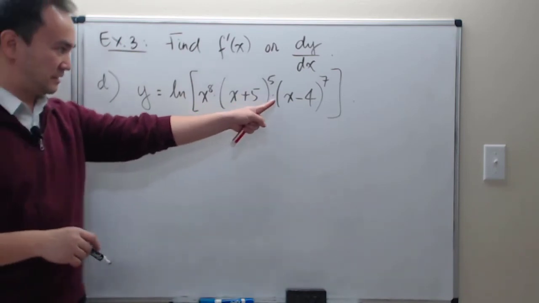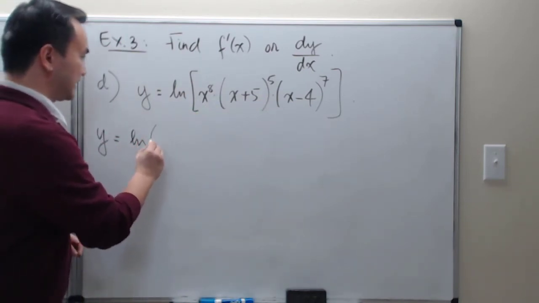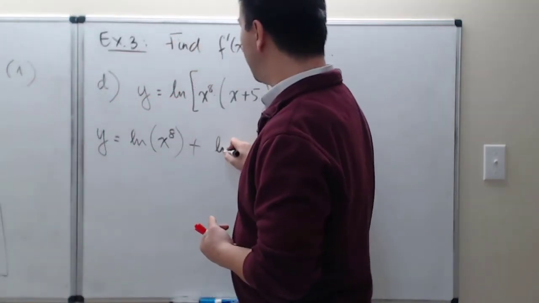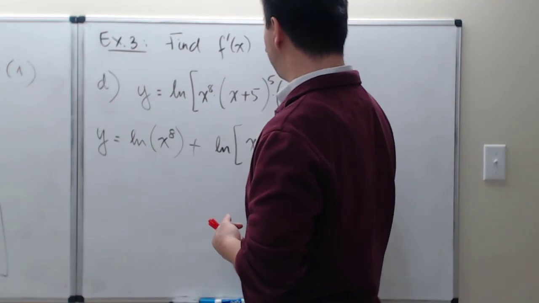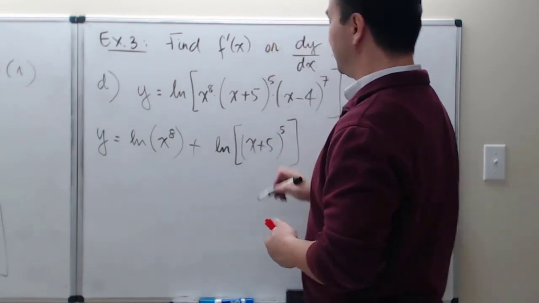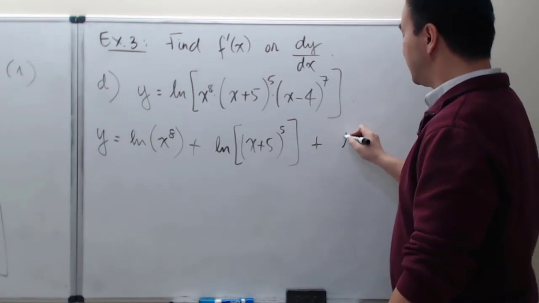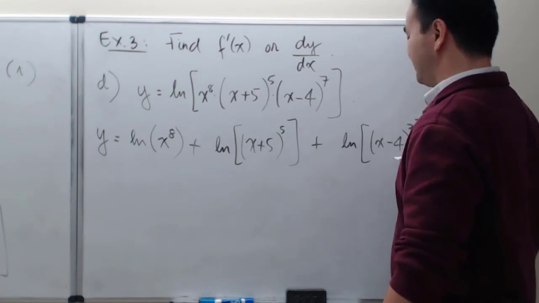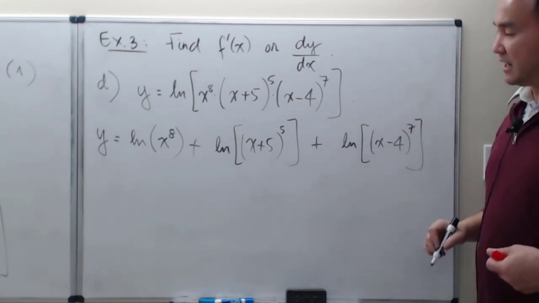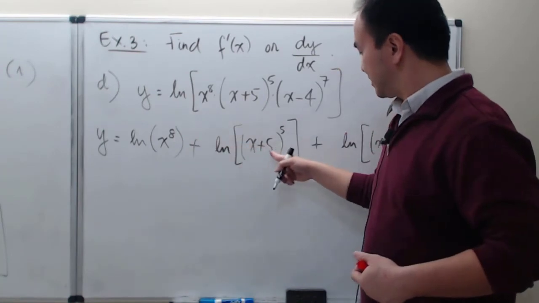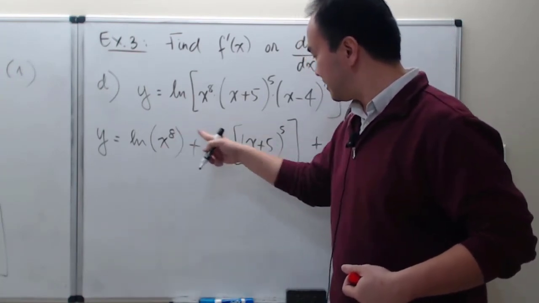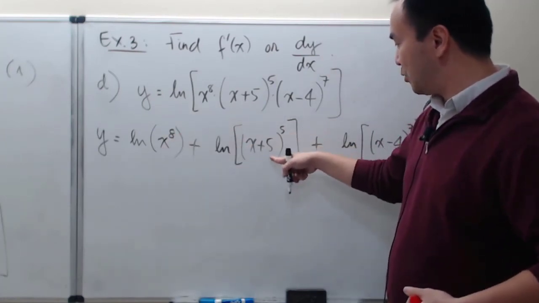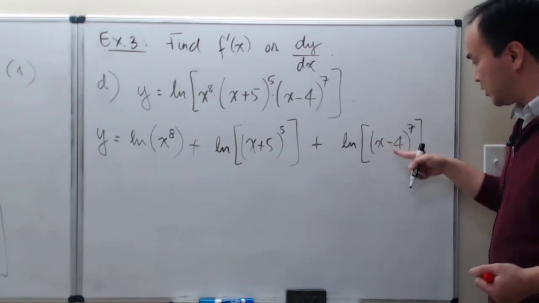So being a product, I can now go ahead and break it down as 3 separate logs. Natural log of x to the 8th plus natural log of the x plus 5 to the 5th power, okay, and the natural log of the x minus 4 to the 7th power, okay. So that's breaking it down right there, and now each of my logarithms has some power inside. So there's a power 8, x to the 8. This is x plus 5 in quantity to the 5th. This is x minus 4 in quantity to the 7th.